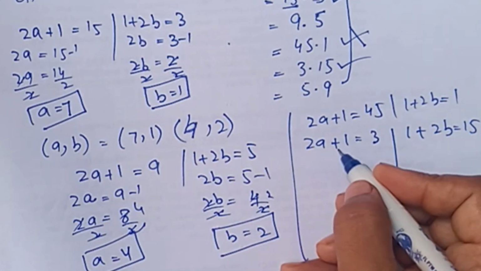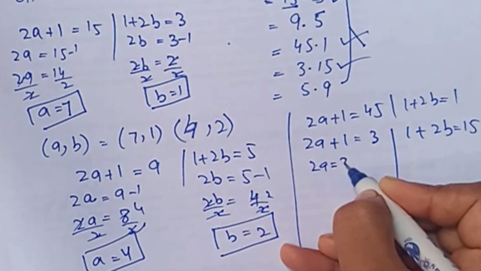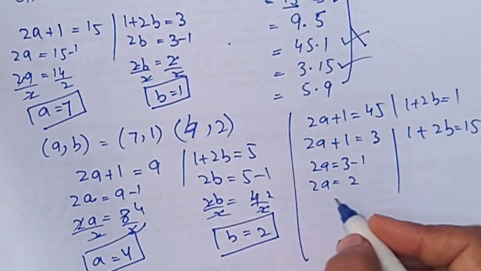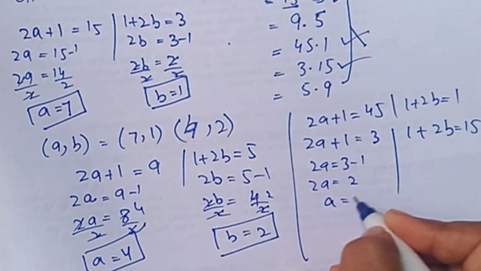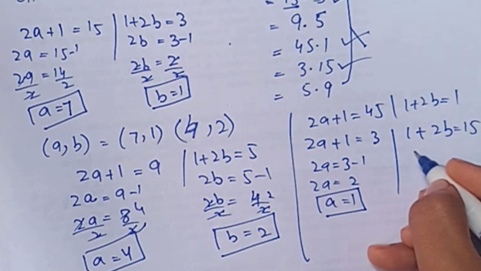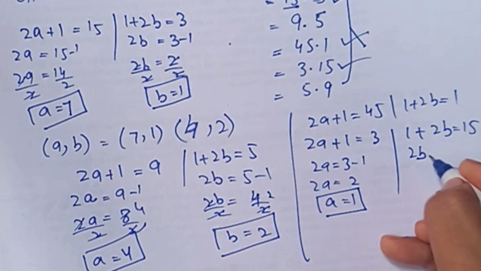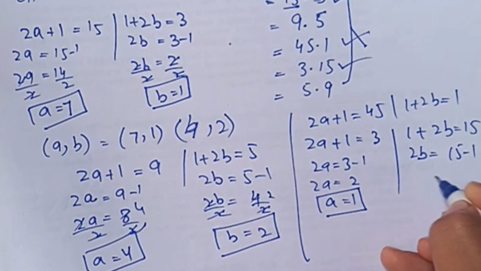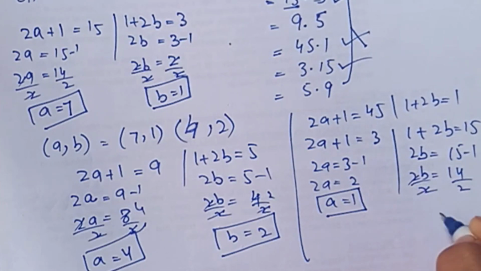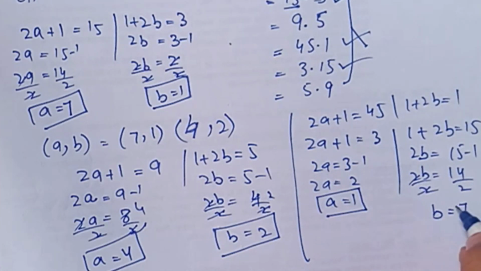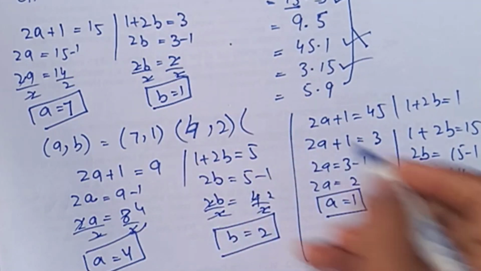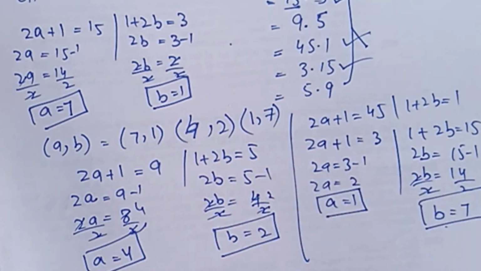So now look at this. If we subtract 1 on both sides, we get 3 minus 1, and 3 minus 1 is 2. So in the next step, divide this equation by 2 on both sides, we get a is equal to 1. And now look at this. If we subtract 1 on both sides, we get 2 times b is equal to 15 minus 1, and 15 minus 1 is 14. Divide this equation by 2 on both sides, we get b is equal to 7. So we get the value of b is 7. So we write this as a comma b is 1 comma 7.